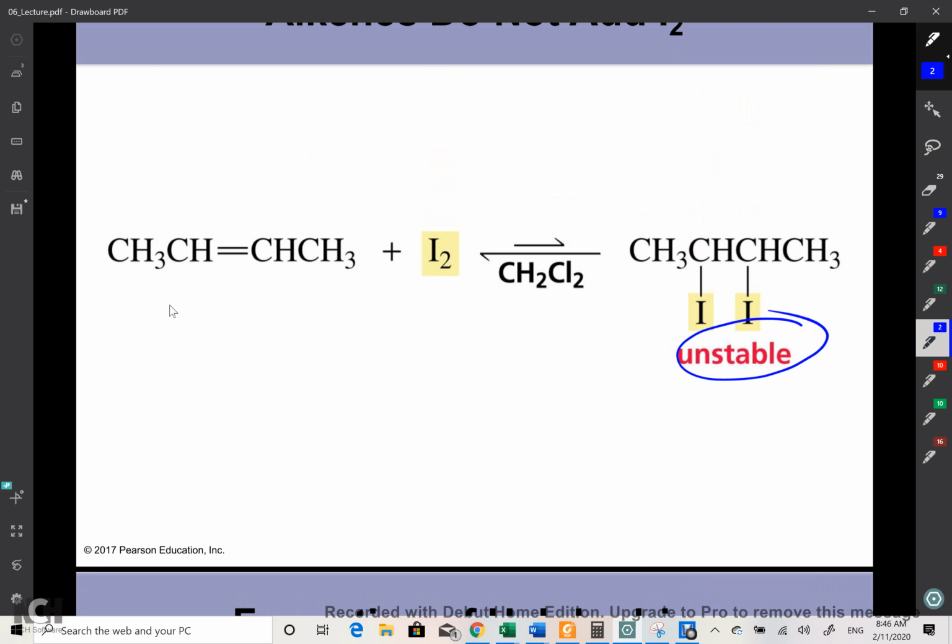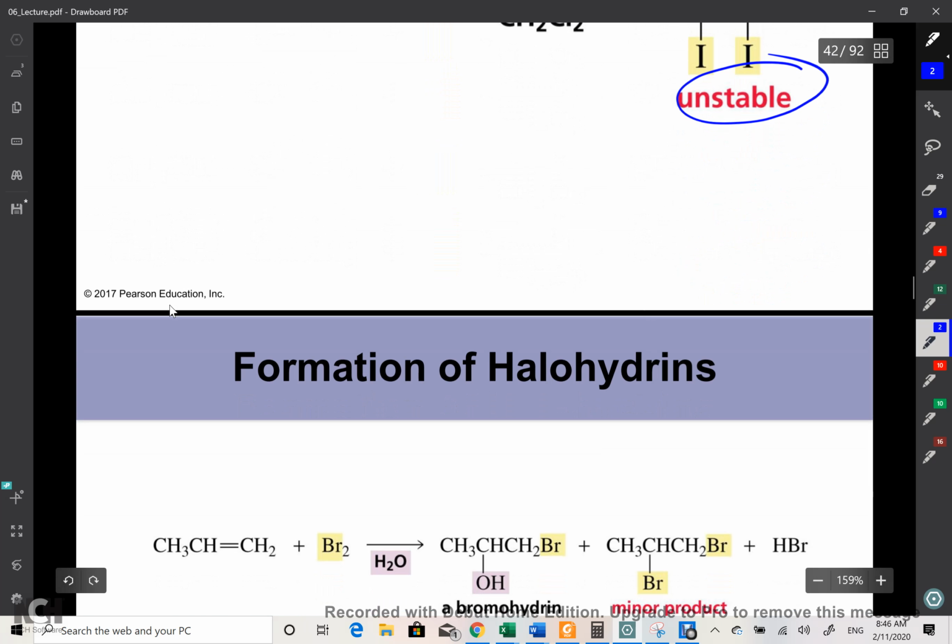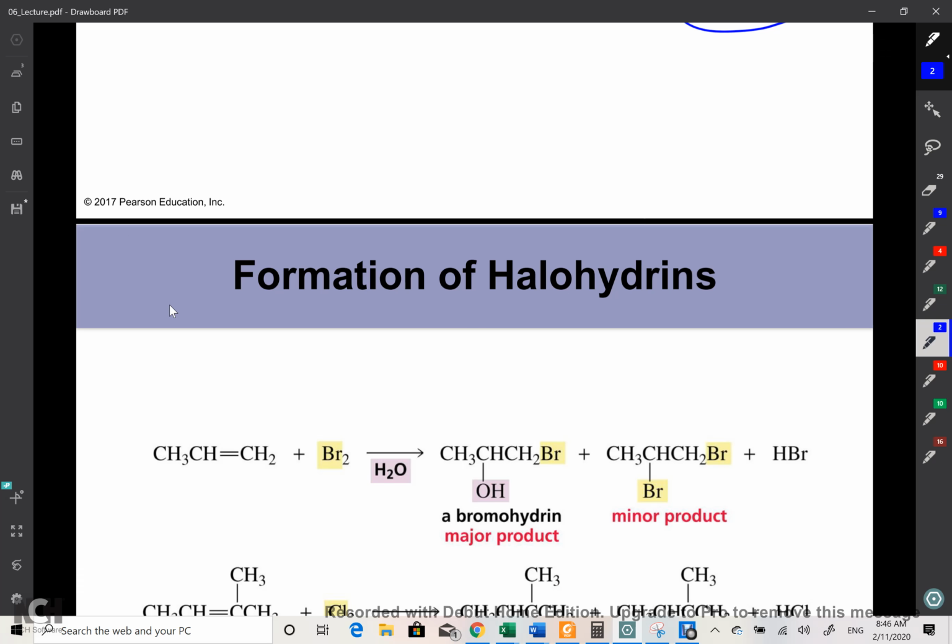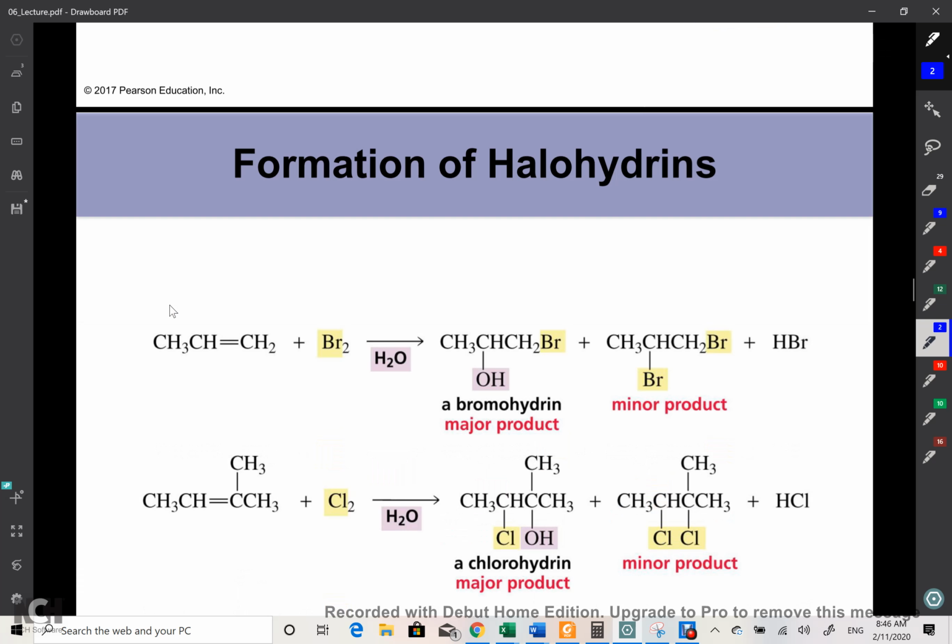Reaction number 5. Oh God, there's a lot of reactions to remember. You know what? You need to make flashcards. But if you study the mechanism, trust me, you will not need the flashcards.